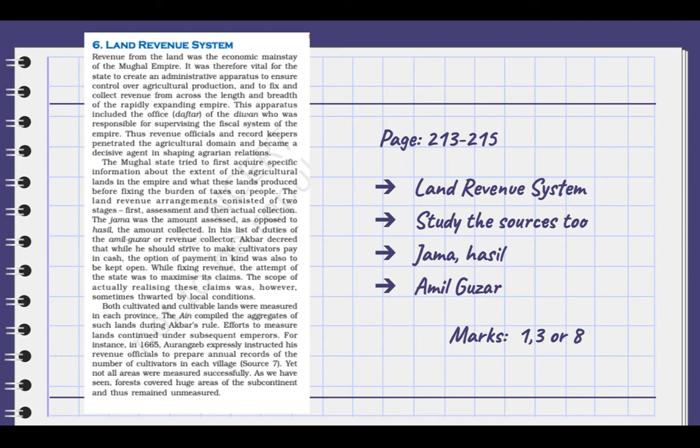And then you may get questions on terms like Jama and Hasil, or what were the differences between the two, and the Amil Guzar, who was one of the important revenue collectors in Akbar's empire.